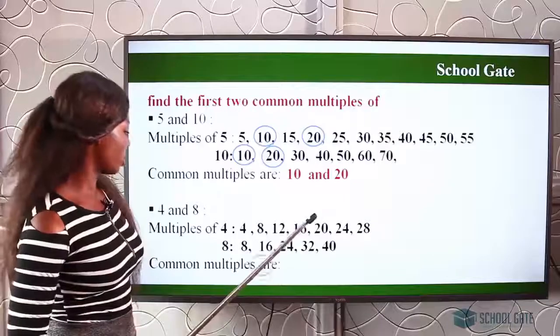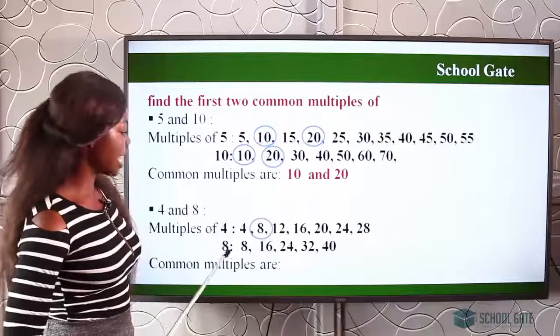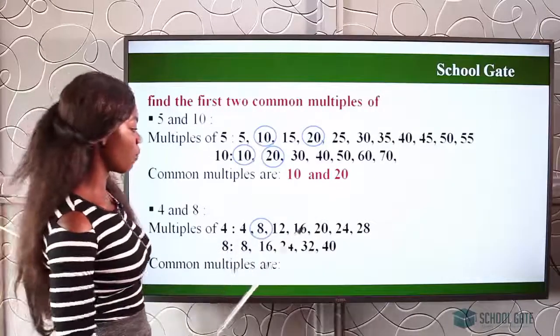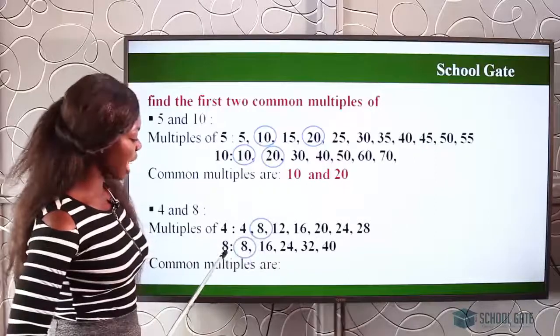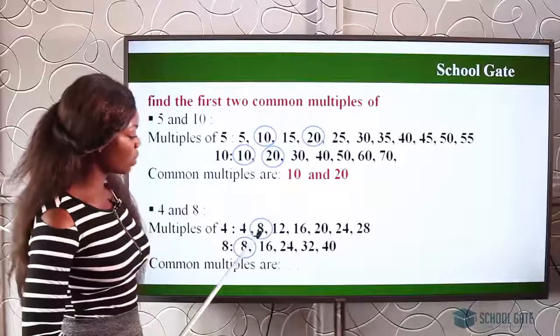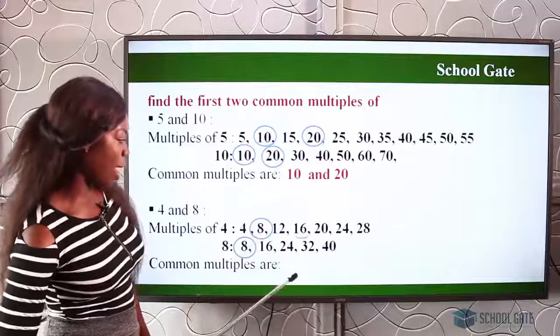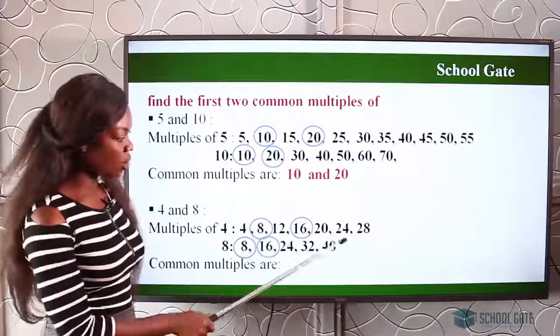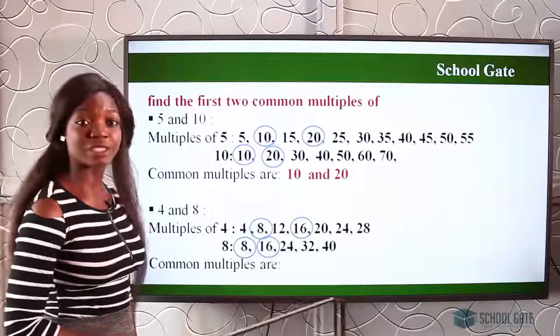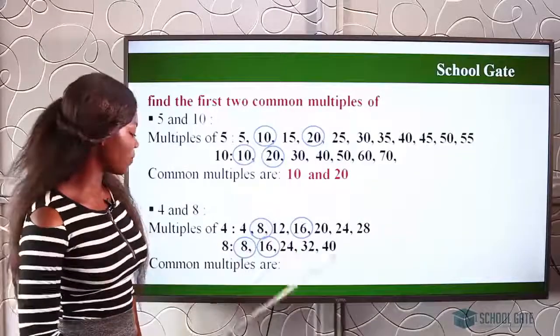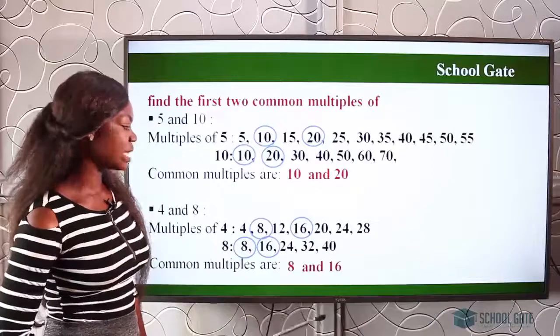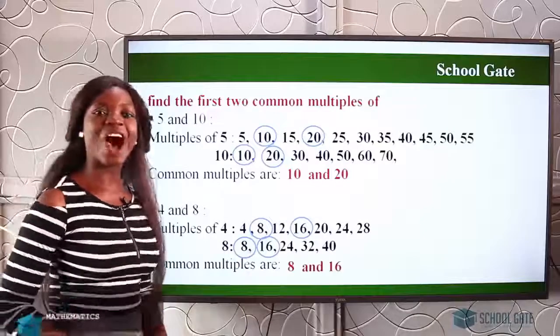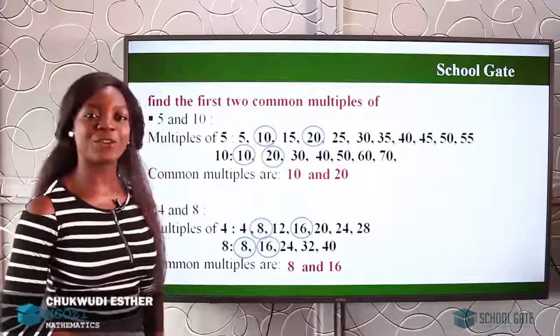The last question, multiples of 4 and 8. We have written out the multiples of 4, and these are the multiples of 8. So we circle out our 8, followed by what? We can see 16 here, and we can see 16 here. We can also see 24 here, but the question said first 2. So what are the first 2 common multiples? 8 and 16. I hope you got this correct. If you did, clap for yourself.